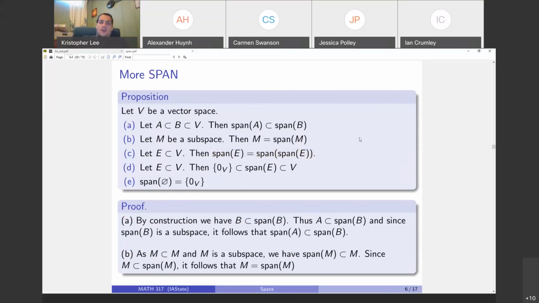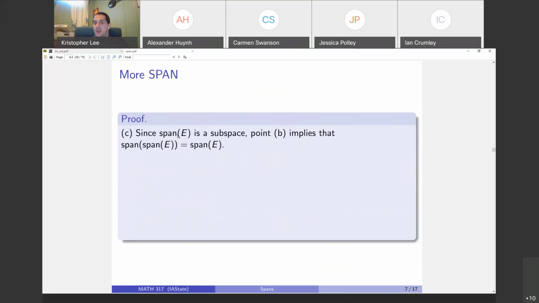So this will be pretty easy because we just proved that the span of a subspace is itself. So since span of E is a subspace, applying span to it doesn't do anything. We just proved that any subspace is equal to its own span. So point C, this is for free. We're done. Point B tells us what's going on.